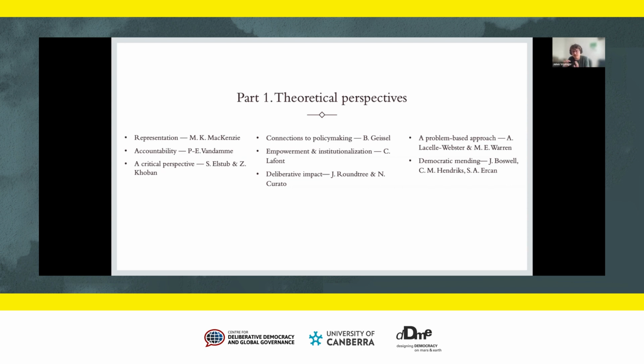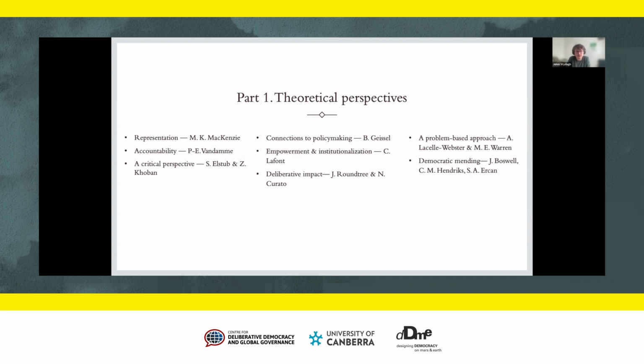And finally, we broaden even further the scope with 2 chapters, one in which Antonin Lassalle-Webster and Mark Warren discuss basically how to situate the concept of citizens' assemblies within the theoretical approach of the problem-based approach to democracy. And that's interesting because they discuss the different democratic practices of citizens' assemblies in relation to the other democratic practices and institutions that we can find in the political system.